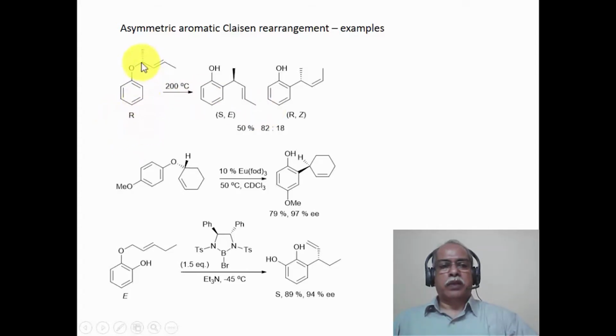When the pure R isomer, corresponding to this R configuration here, with the E isomer of the double bond is taken and heated to 200 degrees, the products formed are these two products.